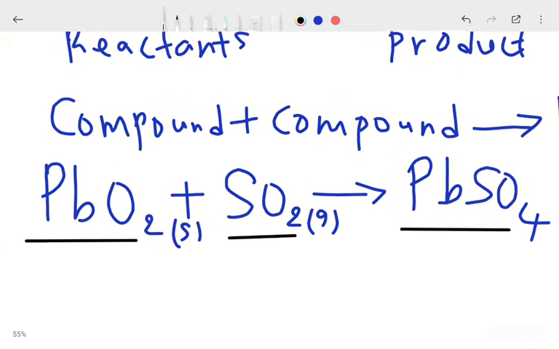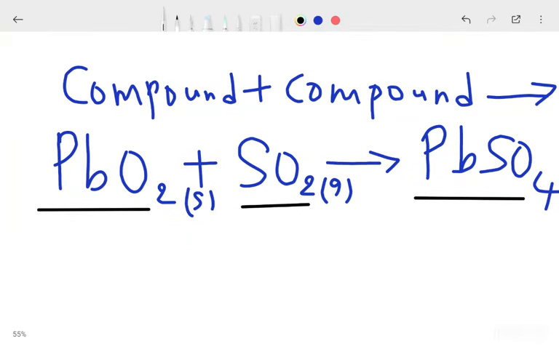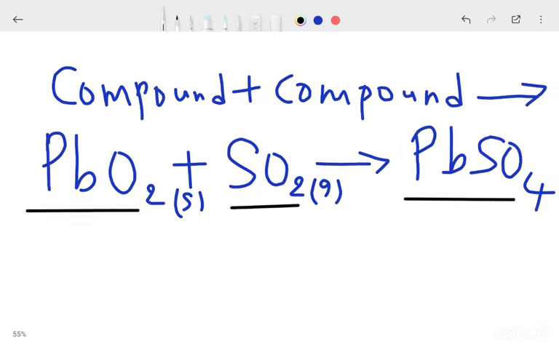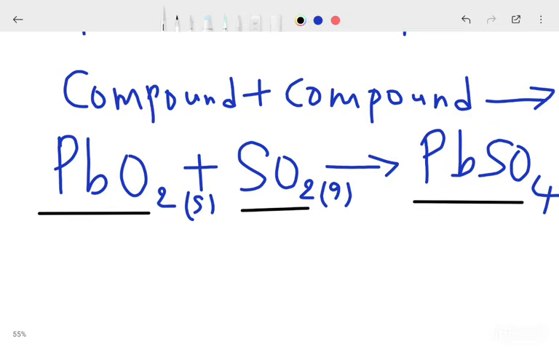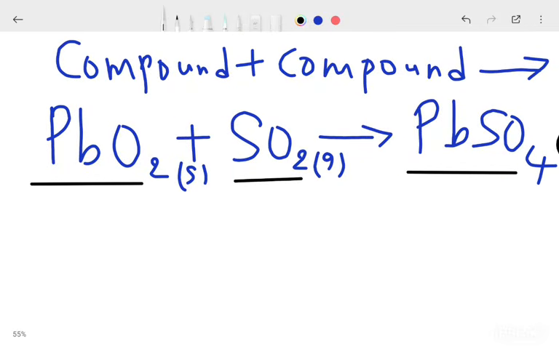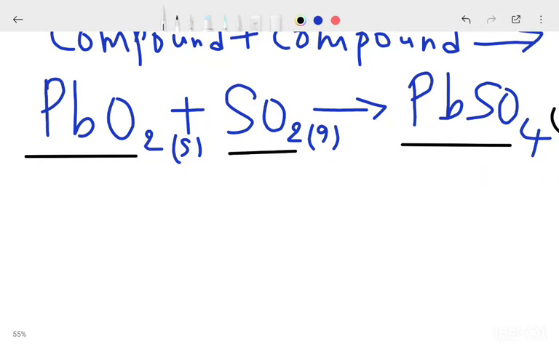Are you getting it now? So two compounds can also what? Can also come together. They can also combine or react to form what? Bigger compounds. Are you getting it? This is solid. So take note. Okay, so this is the meaning of combination reaction. Two or more elements or compounds coming together, combining to form a new substance or the product, or a new compound. Are you getting it? So please don't forget.